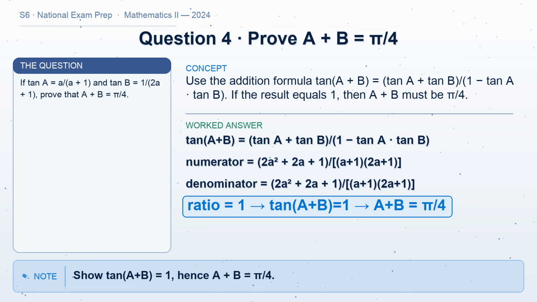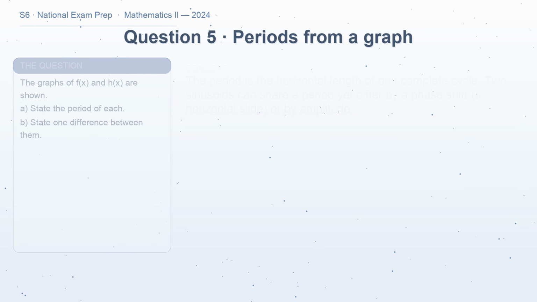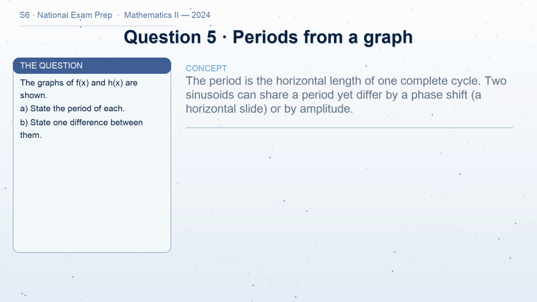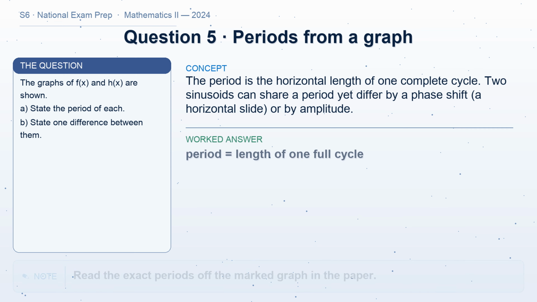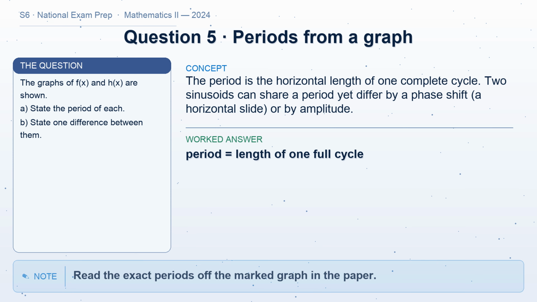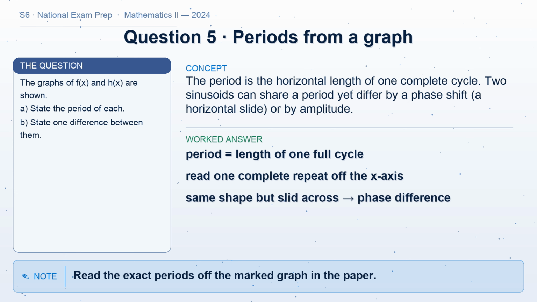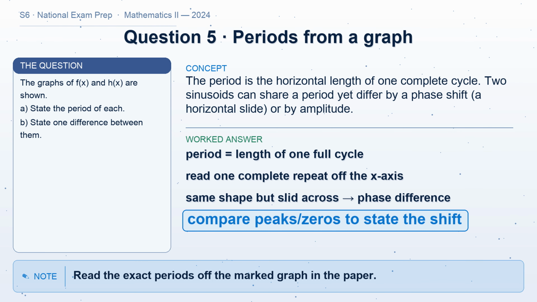Question 5. 2 curves, f and h, are drawn, and we must state each period and one difference. The key idea is that the period is the horizontal length of one complete cycle, the distance before the curve repeats itself. To read it, pick a feature, say a peak, and measure across to the next identical peak. For the difference, look at whether the curves have the same height and shape but are slid horizontally, that is a phase shift, or whether one rises higher, which is a difference in amplitude. Read the exact periods straight off the marked axis in your paper, then describe how the 2 graphs relate.